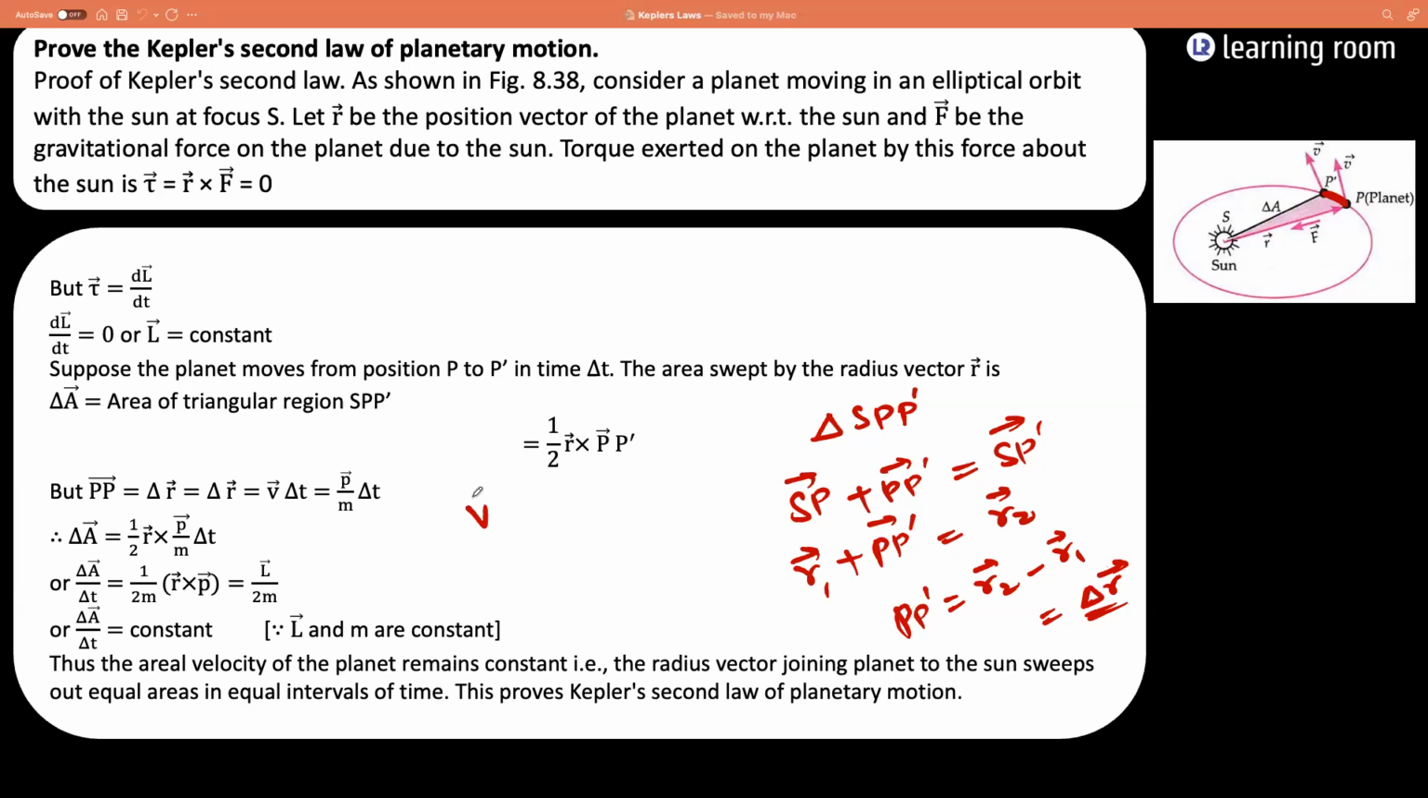Right? Now, what is P vector equal to? This velocity is there, right? P vector is equal to, can I write it as delta R vector divided by delta t? Can I? So what is delta R vector?